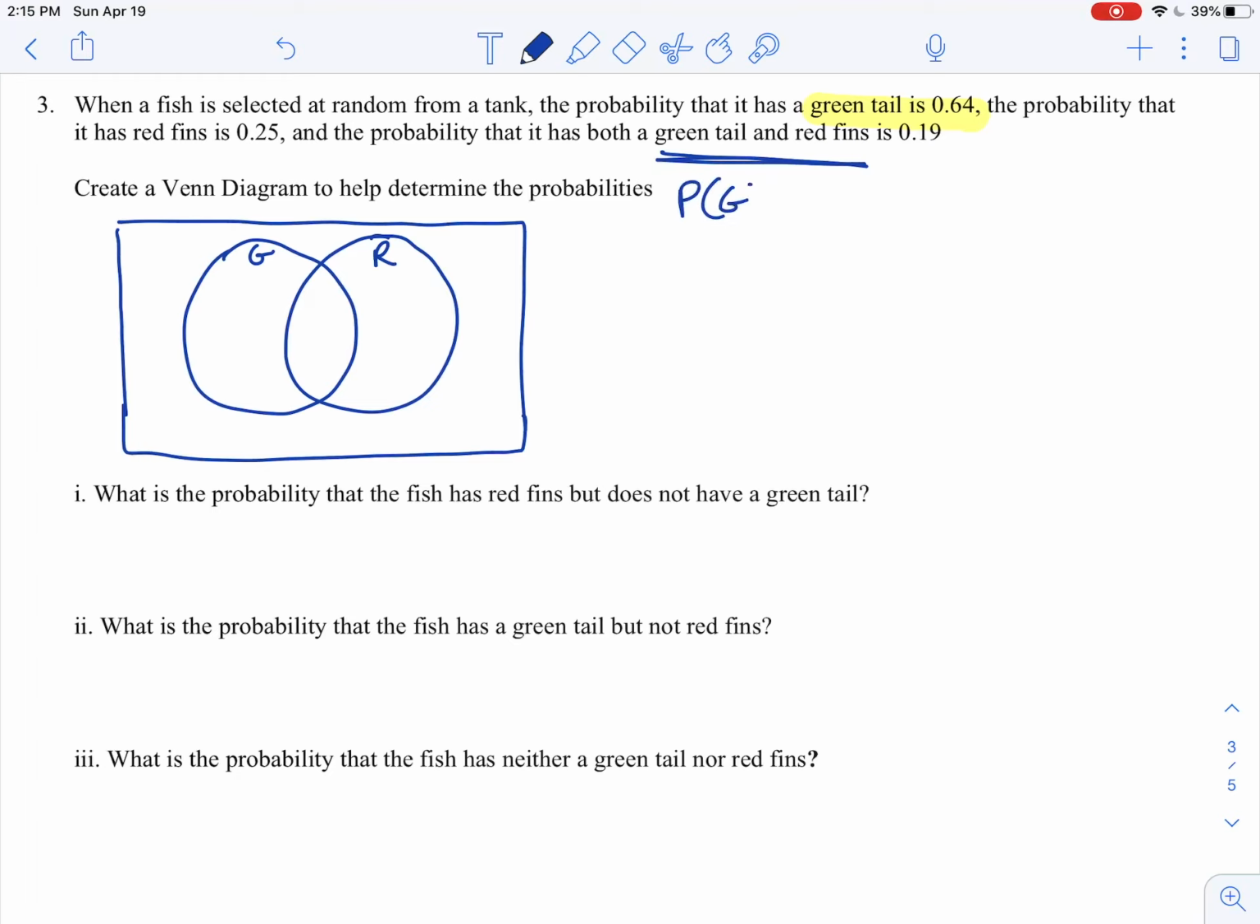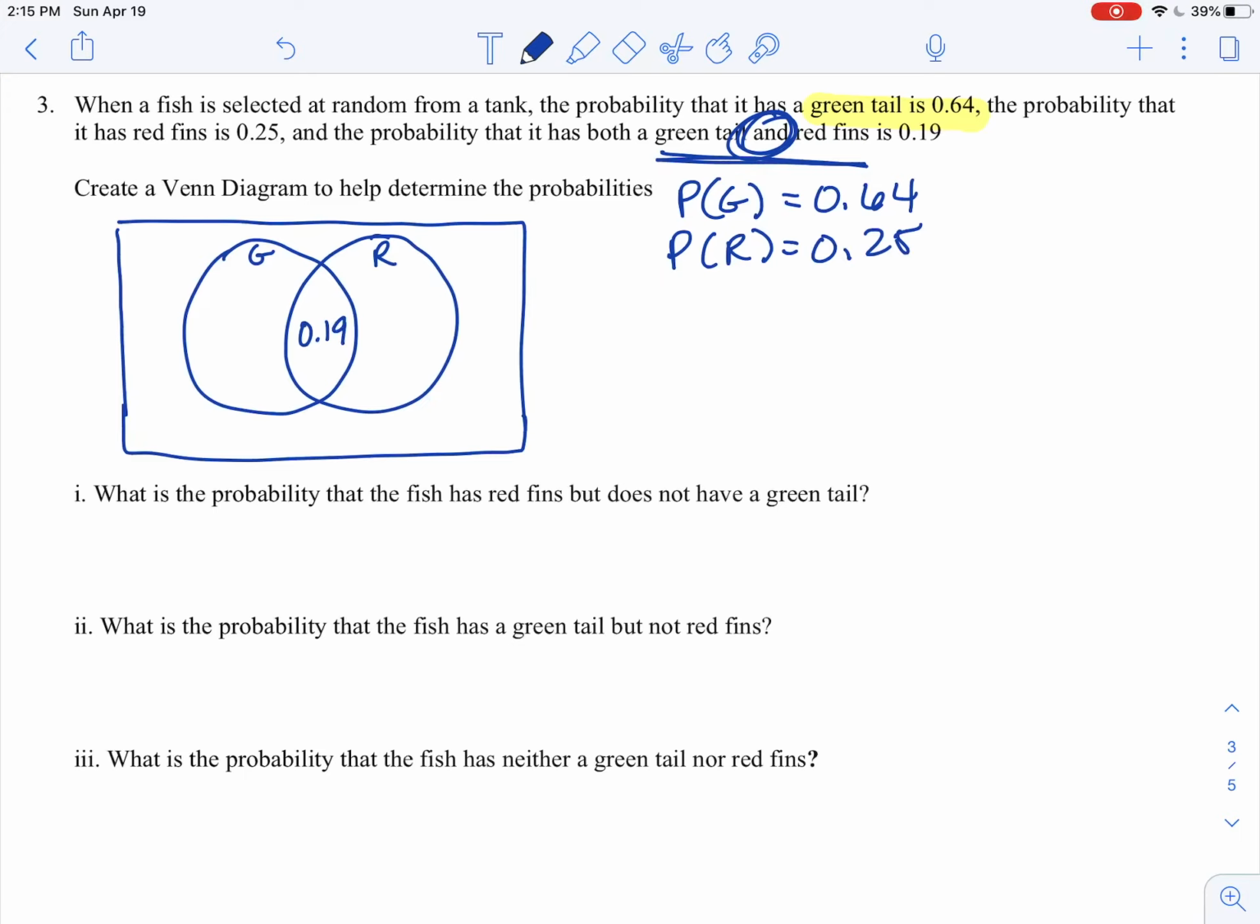So maybe the only thing I want to write down is that the chance of green is 0.64. The chance of a red fin is 0.25, and I once again have that same issue. I don't know the breakdown between what goes in the overlap and what goes outside of it, so I can't really do anything with that red just yet. But I do know from the last part that the probability that it has both a green tail and red fins is 0.19. And like I mentioned before, that is what you want to think of now as the overlap when you're dealing with a Venn diagram.